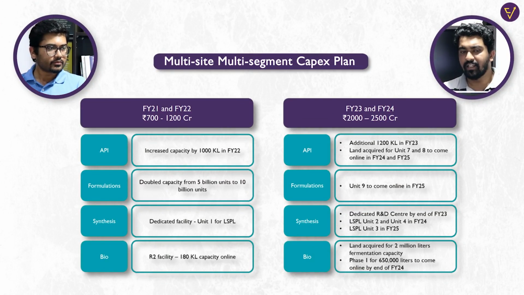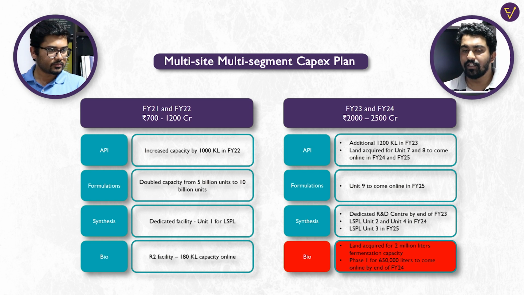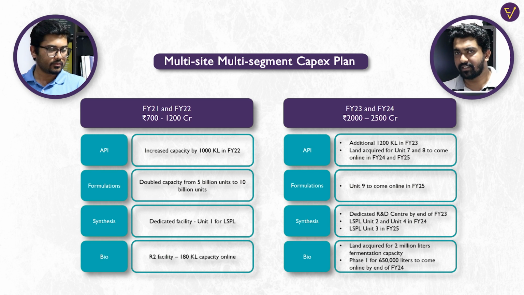Right. And finally, the bio business, where they are doing the capex, which we already discussed. They are going to be adding about 2 million liters of additional capacity, which is going to come in 3 phases, 650 kiloliters each. For this, they have already acquired land near Mysore, and this facility will probably come online towards the end of FY24. The management has also said that FY25 is the year to watch for the bio business.